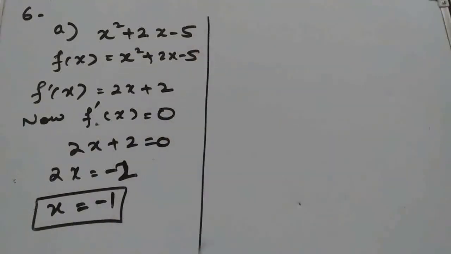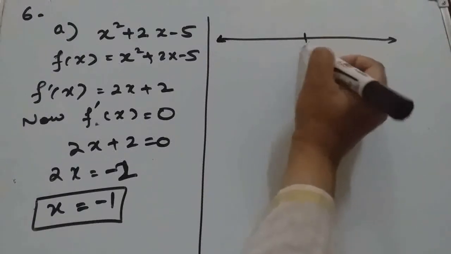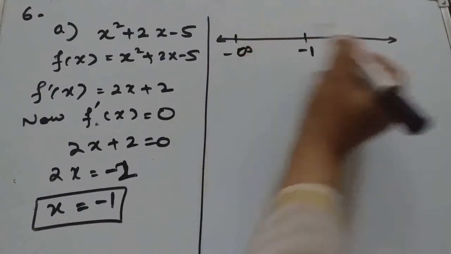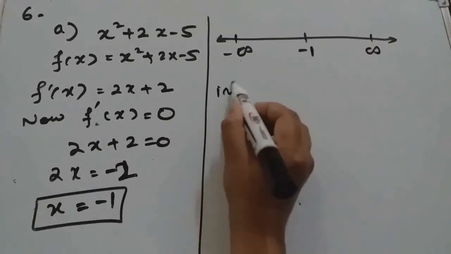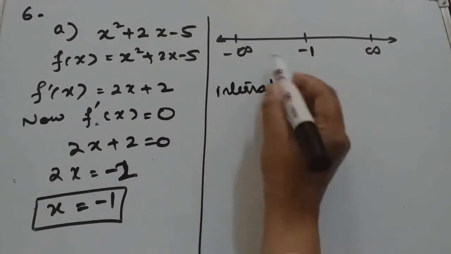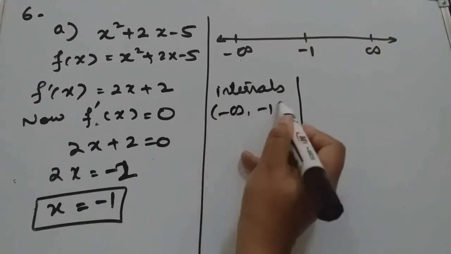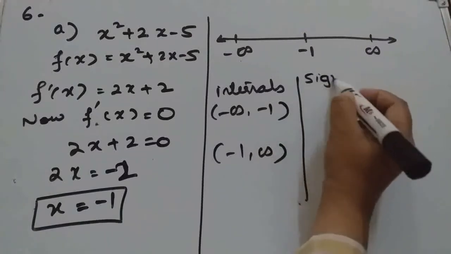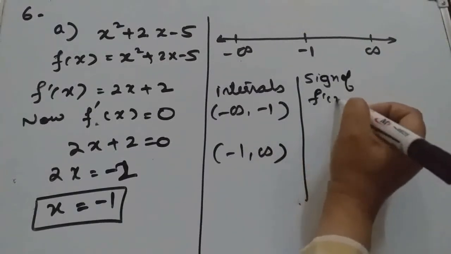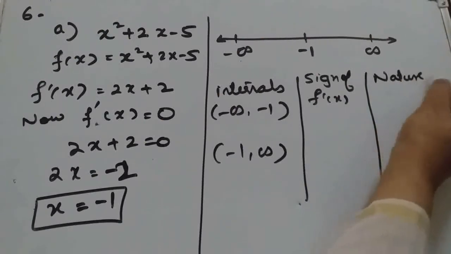That means the real line is divided into two intervals. Which are those intervals? Minus infinity to minus 1 and minus 1 to infinity. Here we write the sign of f dash of x and here the nature of f of x.